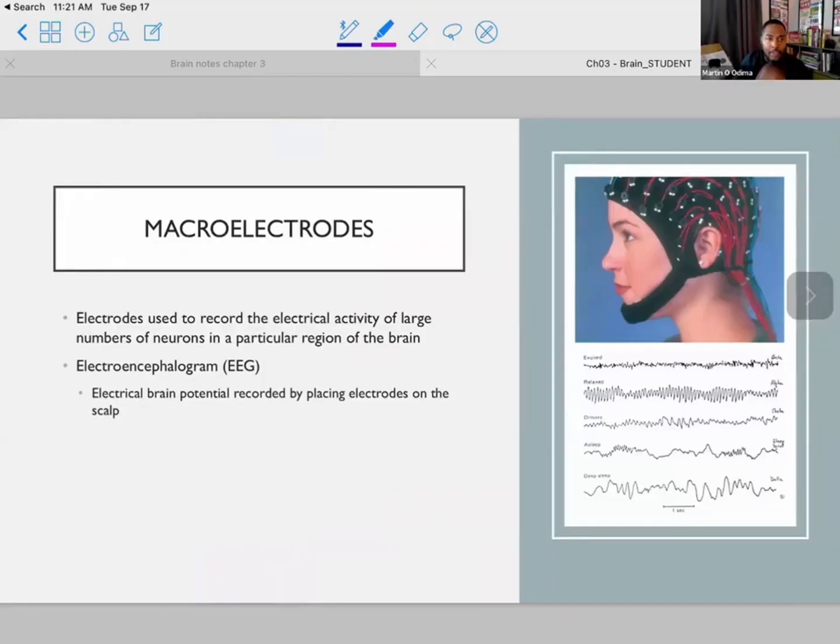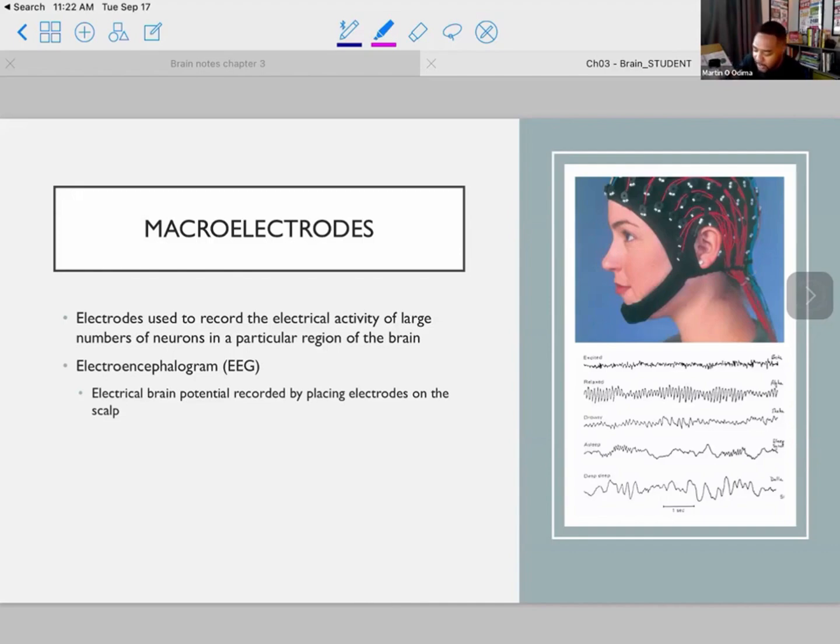Microelectrodes could be used with human subjects. And it's called the electroencephalogram. I didn't do the best job of pronouncing that, or EEG. That uses macro electrodes placed on the scalp and records electrical brain activity. So the EEG is useful for studying brain waves and diagnosing conditions like epilepsy.